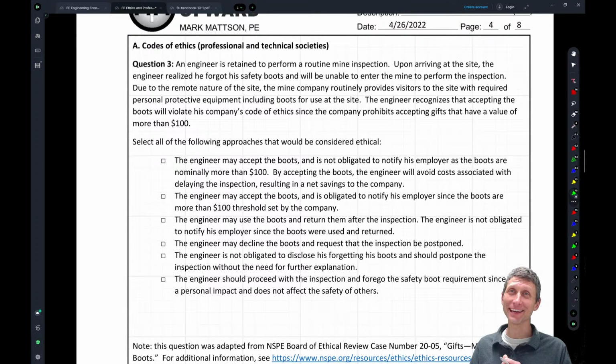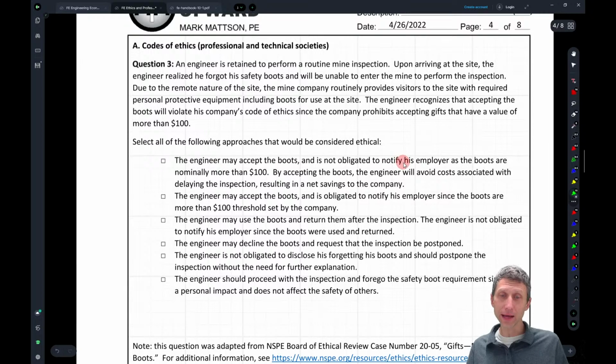So, is it ethical for the engineer to accept the boots? This is one of those where there's a number of answers that are good, but what I want you to do here is select all the following approaches that would be considered ethical. So is it ethical to accept the boots, but not notify your employer? I mean, maybe they're $150 boots. It's nominally more than $100. Not a big deal. And by accepting the boots, you save everybody time and money, because you don't have to waste everybody's time by going back, losing half a day or a day's worth of work to do the inspection and getting your boots. So it's a wash. We're not going to worry about it, and we're just going to get along and be happy.